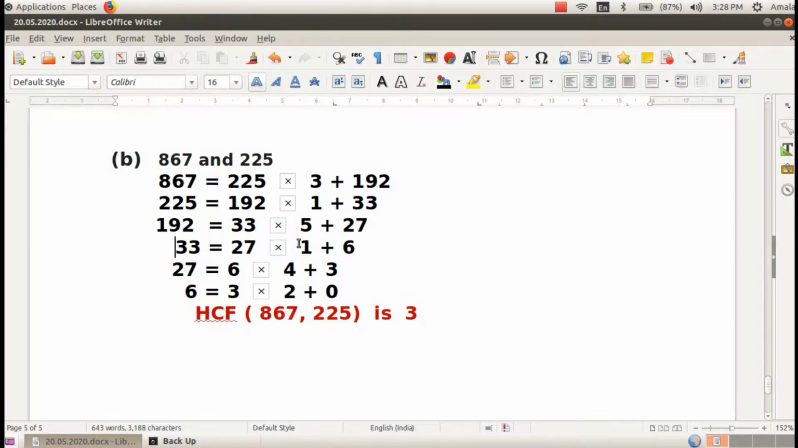33 is the new dividend and 27 is the new divisor. 33 we can write as 27 times 1 plus 6. Again the remainder is not 0, so we should continue till the remainder becomes 0. Here 27 equals 6 times 4 plus 3, and 6 equals 3 times 2 plus 0. Here finally we got the remainder as 0. In this stage, the divisor is 3. Therefore, the HCF of 867 and 225 is 3.